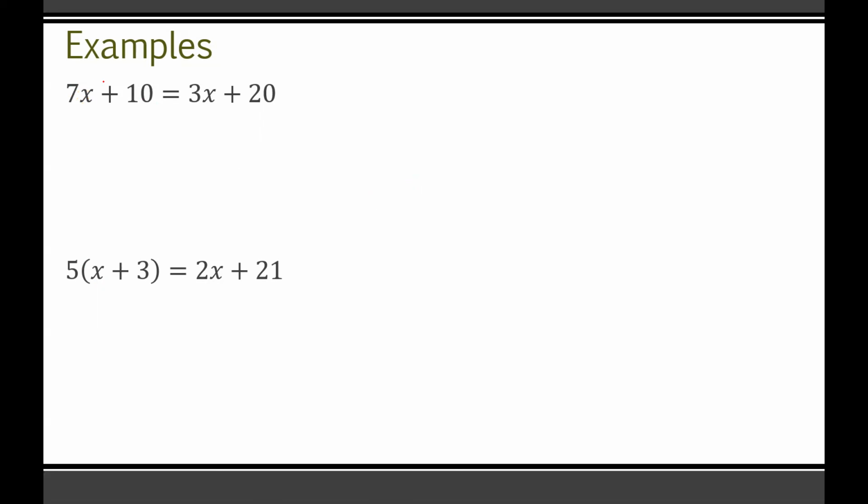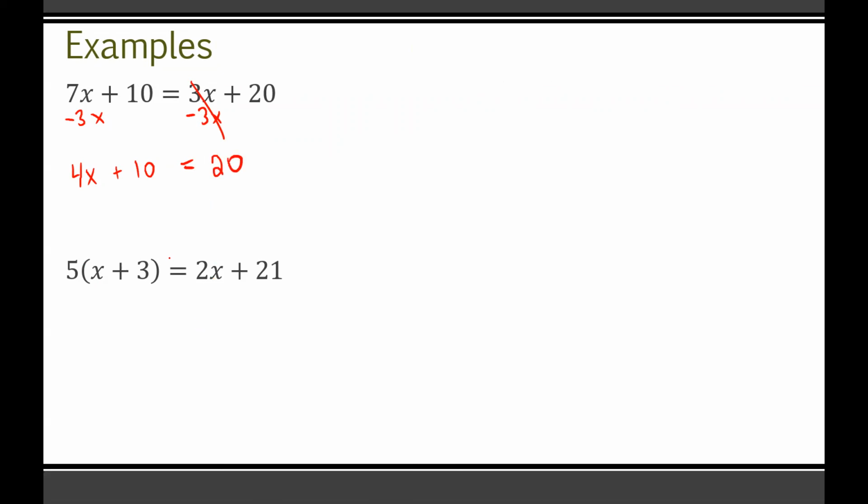So since I got 7x over here and 3x over here, let's move the 3x over, right? So let's minus 3x from both sides. Whatever you do to one side of an equation, you have to do to the other, because otherwise your equation isn't going to be balanced. So when I minus 3x from both sides, that just leaves me with 4x on this side. So it's 4x plus 10 equals 20.